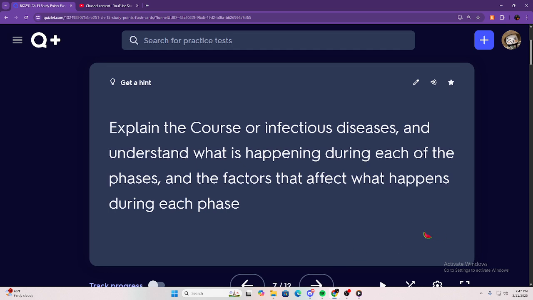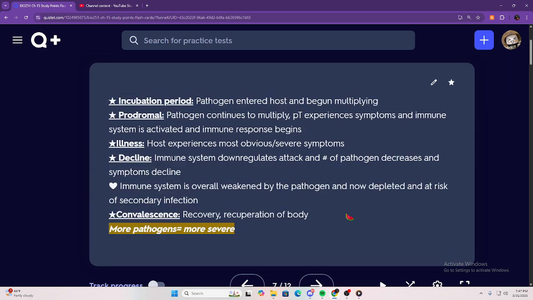Explain the course of infectious diseases and understand what is happening during each of the phases and the factors that can affect what happens during each phase. So the incubation period is where a pathogen has entered the host and begun to multiply. A prodromal period is where the pathogen continues to multiply, but the patient now begins to experience symptoms, the immune system is activated, and the immune response begins.